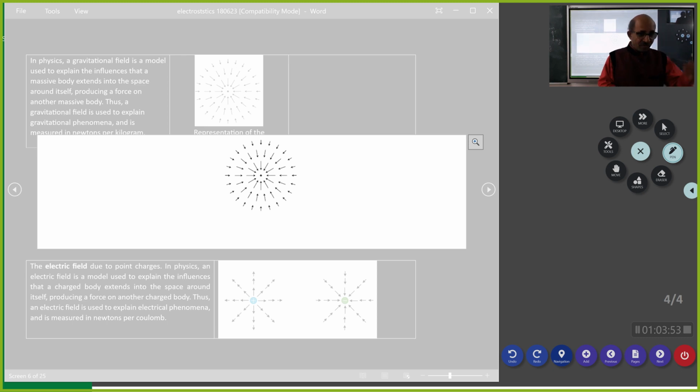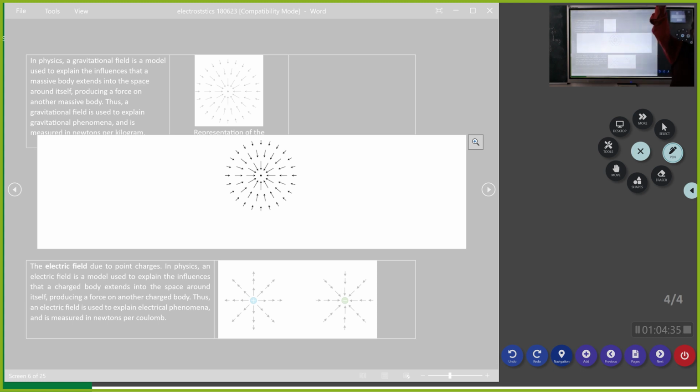There is only field. Now if I keep this body here, it will experience force. So field and force are different. At this point there is no force, but at this point if I keep this body, it will experience force. So there is a difference between field and force. There is a gravitational field around, which means if you keep some body in that field, it will experience force. That's the meaning of it. And the force experienced at this point will be lesser than the force experienced at this point, then lesser at this point. That is the meaning of this.